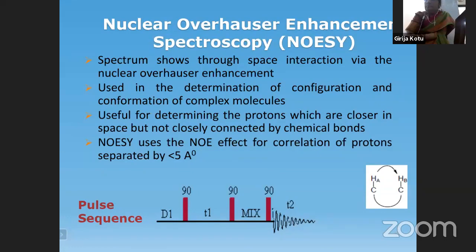Beyond 3 bonds, it is difficult. If you have an unsaturated system like allylic coupling, you can see even up to 4 and sometimes 5 bond homoallylic coupling, but it will be very small. But the same thing, through-space connectivity, is shown in the form of cross peaks.